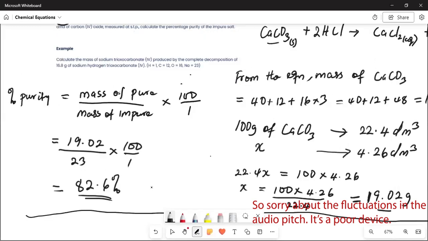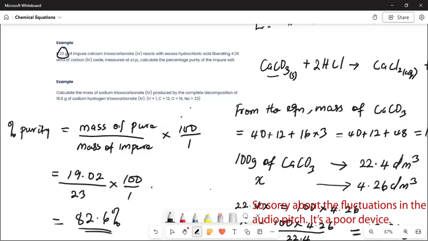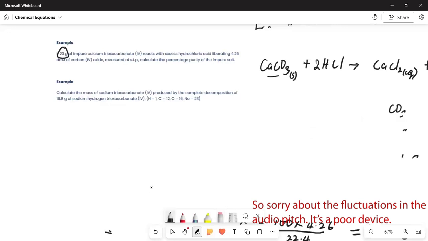And the last one, it said calculate the mass of sodium carbonate produced by the complete decomposition of 16.8 gram of sodium hydrogen carbonate. Let's make some room here. First of all, the equation of reaction. Sodium carbonate produced by what? The complete decomposition of sodium hydrogen carbonate. Sodium hydrogen carbonate decomposes to give sodium carbonate and water and carbon dioxide. Okay, sodium carbonate, so there's a 2 there, I omitted it. The sodium carbonate plus water plus carbon dioxide.